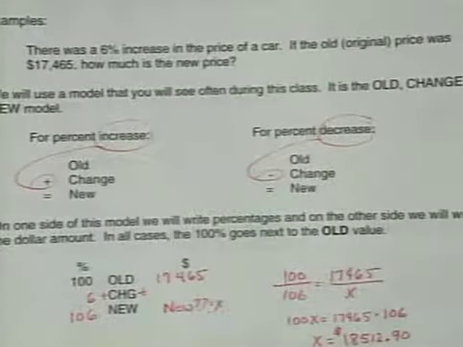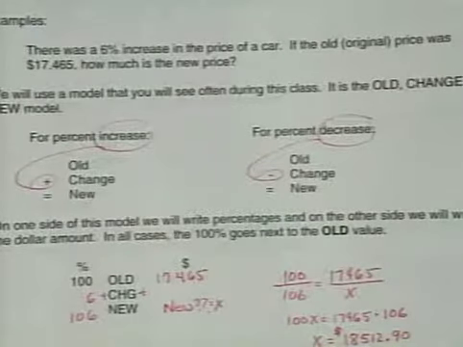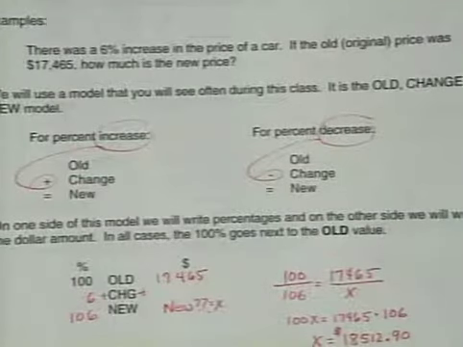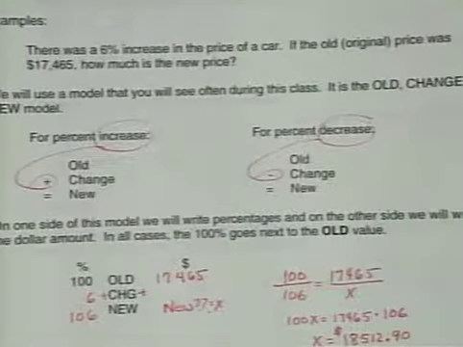You're going to start by writing old, change, new. You're going to put a dollar sign on the right side, a percentage sign on the left side, and I've provided that with you, your notes. We're always going to put 100 in the percent next to old. And does everyone see that in the notes? We're going to use this model the rest of the semester. It's not going to go away.